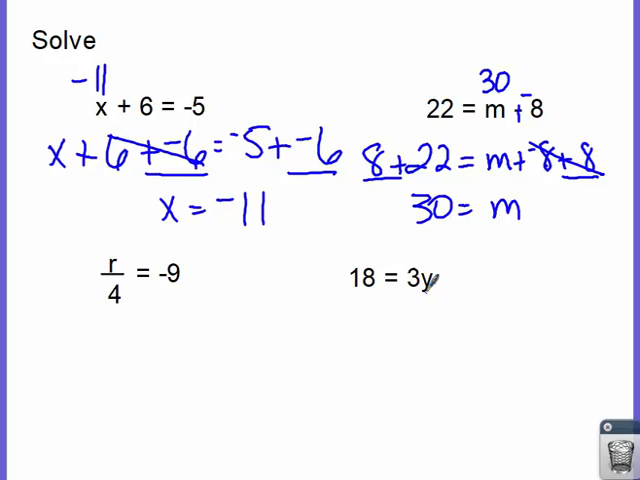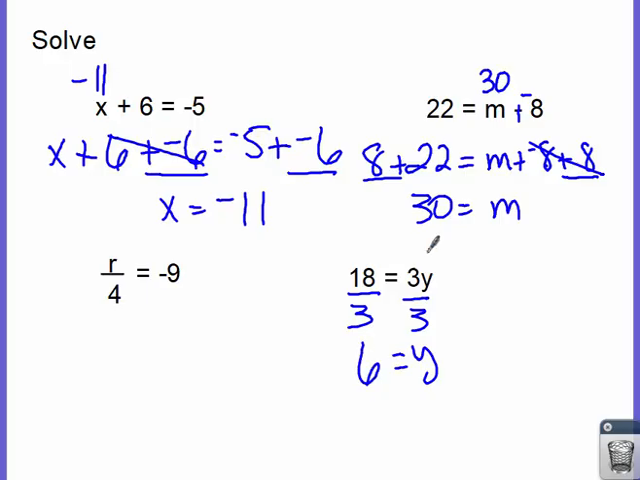In addition, what we do is we add the opposite in order to get the letter by itself. In multiply and division, we're going to do the opposite. So if I have a multiply by 3, in order to turn that into 1y, I have to divide by 3. If I divide one side by 3, I have to divide the other side by 3 as well. So if 3y is equal to 18, 1y is equal to 18 divided by 3, which is 6.